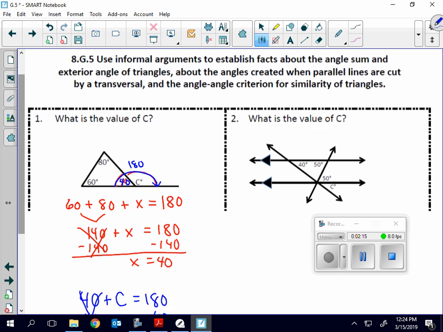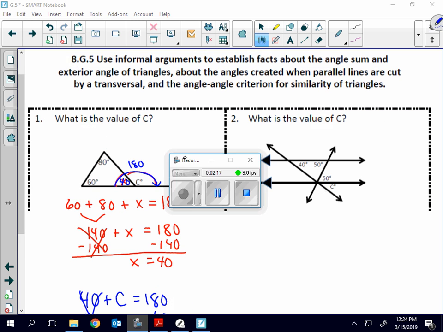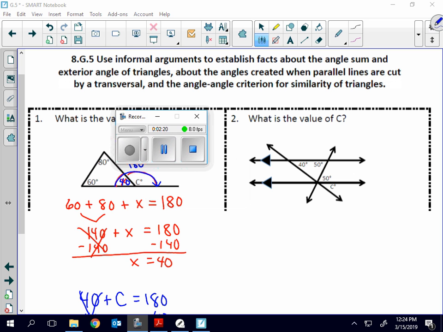Number 2, what's the value of C in this picture? Okay, we got a lot going on here. We have our two parallel lines cut by two different transversals. Right now, I'm going to look at those two parallel lines cut by this transversal.